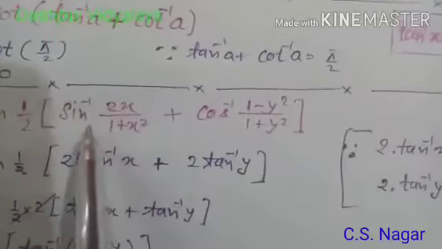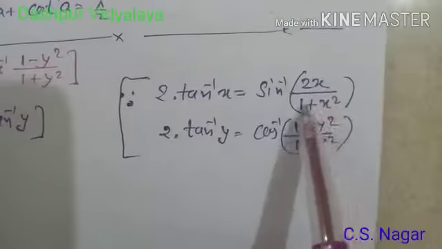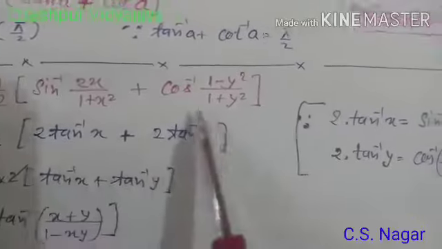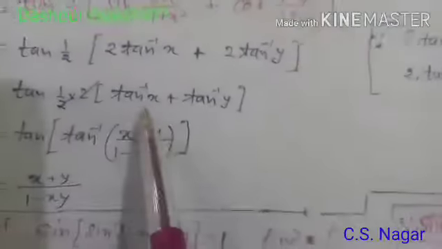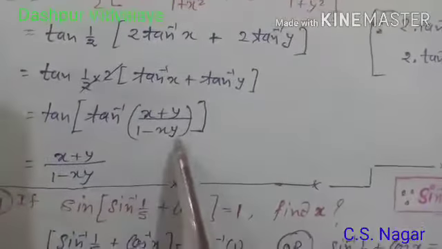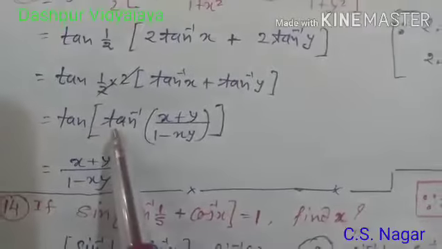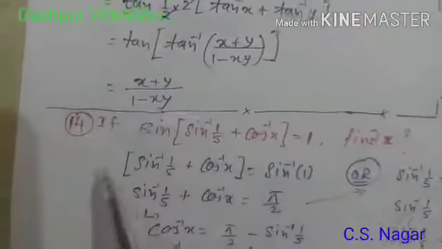So in place of sin inverse 2x upon 1 plus x square, write 2 times tan inverse x. So it is 2 tan inverse x and this is 2 tan inverse y. Now 2 is common and cancels out. Tan inverse x plus tan inverse y is tan inverse of x plus y upon 1 minus x into y. Tan and tan inverse both cancel out, only x plus y upon 1 minus xy remaining. Next, question number 14.